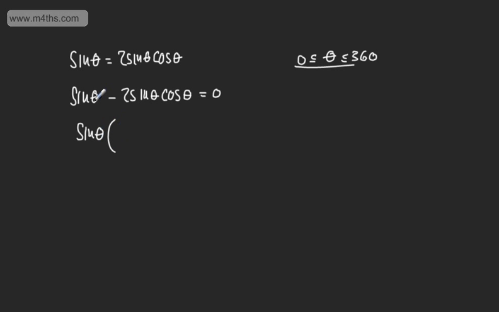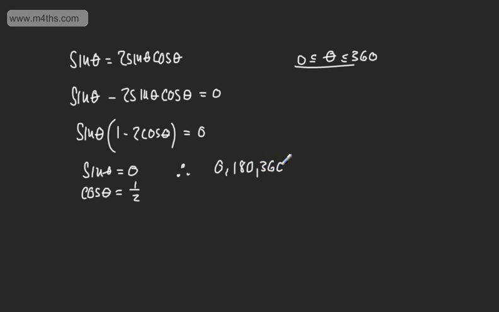So sine theta, 1 minus 2 cos theta is equal to 0. So we can see that sine theta is equal to 0, or 1 minus 2 cos theta is equal to 0, which means cos theta will be equal to 1/2. Consider solutions now to sine theta is equal to 0: 0, 180, 360. Consider solutions to cos theta is 1/2: 60 and 300 degrees. Sorry, not 300, let's rewrite. Yeah, apologies, 300. So cos theta gives 60 and 300.